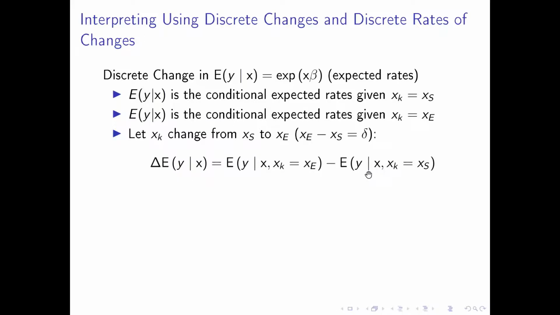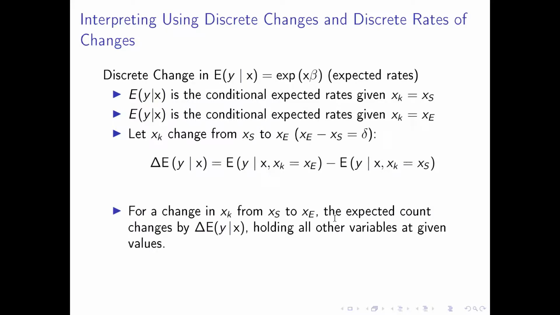Then we can take a difference of these two expected rates to get this discrete change in the expected rates or expected counts. Okay. For interpretation, we can say for a change in this generic variable xk from x subscript s to x subscript e, the expected count changes by delta e. That is the difference in the two expected counts, holding all other variables at given values.